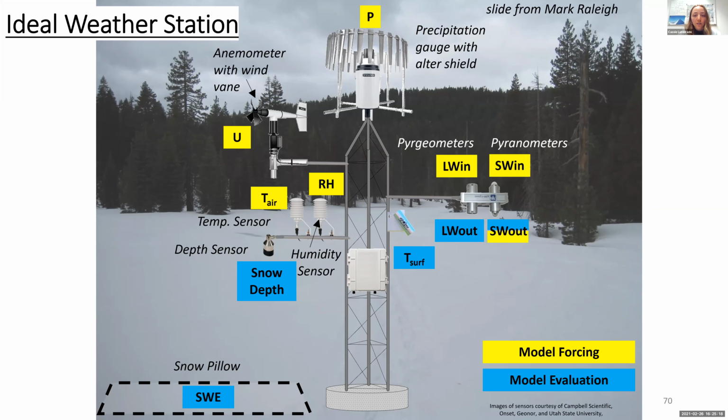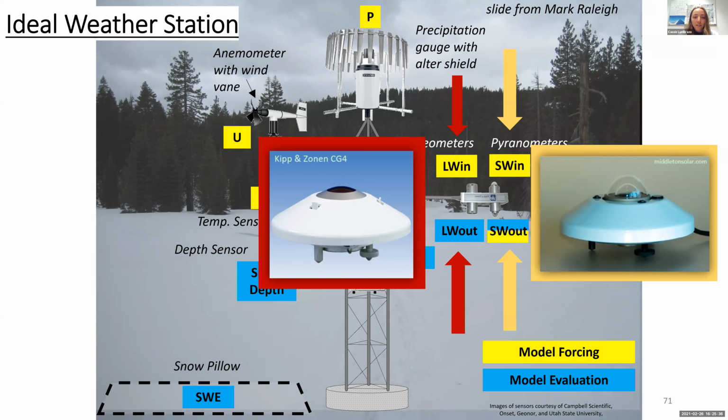And then you also have these radiation sensors. You have your longwave in and your shortwave in, which are going to be your model forcings, and then you have your longwave out and shortwave out, which could be model evaluation points. So these things look something like this. In the red is your longwave in, that's just your radiometer measuring this, and then the yellow is your shortwave in.